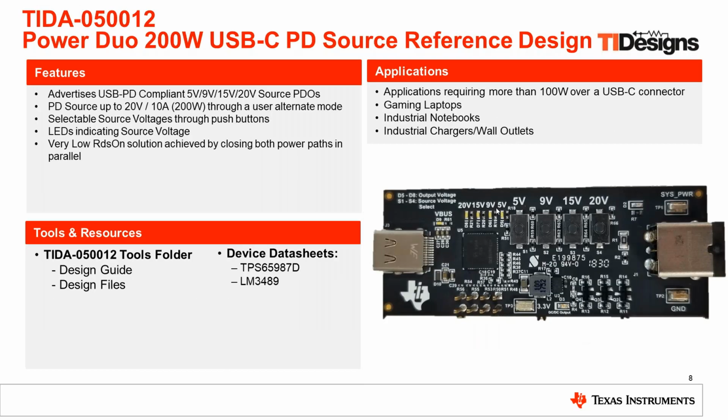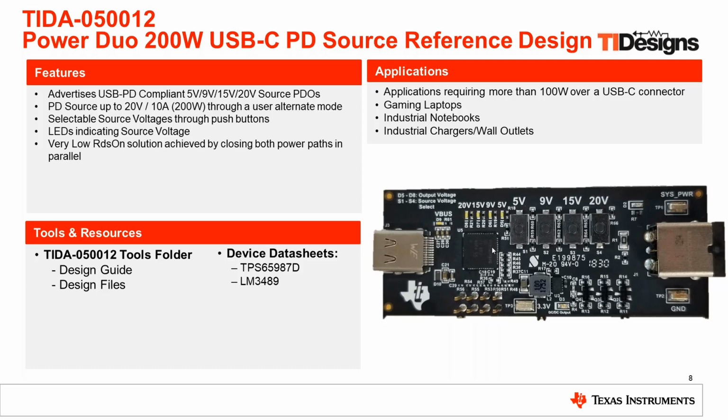So now we'll go into some more detail on one of our TI designs, one of our reference designs, using the TPS65987D. This board here shows how easy it can be to create a power source only USB Type-C power delivery port. This board can support up to 100 watts, 20 volts at 5 amps. And with this, we used both power paths in the TPS65987D and connected them in parallel to get a very low RDS-on solution. This is what we call power dual mode.